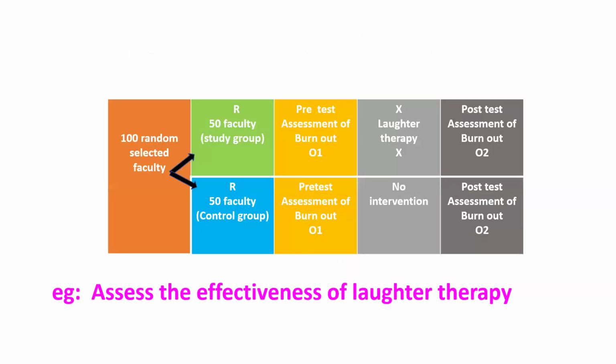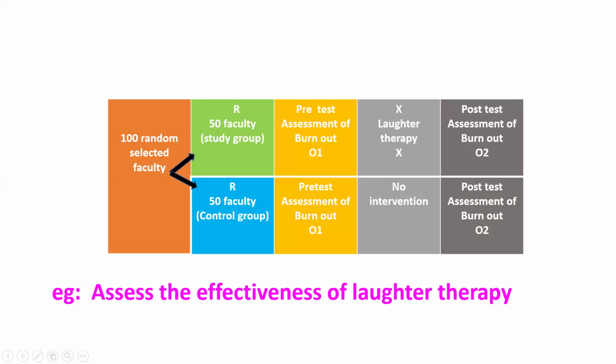For example, again with laughter therapy, they assess the effectiveness of laughter therapy. Here you can see the pre-assessment is carried out, the assessment of burnout, the pre-test, and laughter therapy is carried out for the experimental group, and then the post-test. I hope you have clearly understood this by seeing this picture with regard to the pre-test and post-test research design.